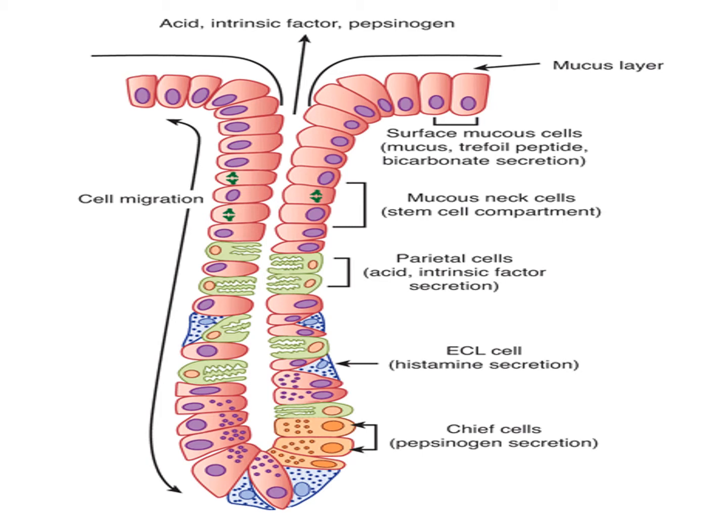Just below the isthmic cells, you can find the neck cells, which are the stem cell compartments. These cells, as you can see in the diagram shown on the left hand side, show cell migration that can occur in both directions. They can give rise to the mucus cells as well as different varieties of other cells like parietal cells or chief cells. If they migrate upwards, they will give rise to the mucus cells, and if they migrate downwards, they will give rise to the special varieties of parietal and chief cells.